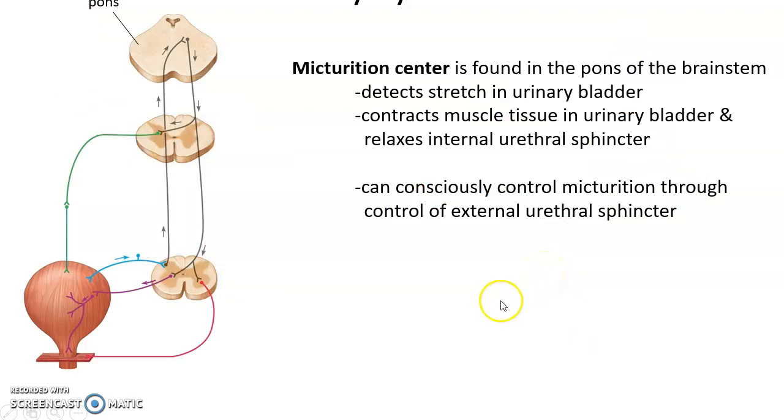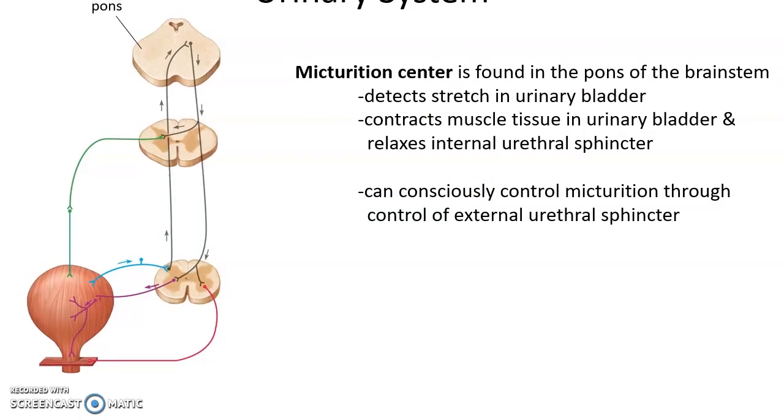Micturition is actually controlled in the brain, in the pons. It detects when there is stress in the urinary bladder and will send signals to lead to the muscular contractions and the relaxing of the internal urethral sphincter to allow the urine to pass out. We, of course, also control micturition, also control urination. We do this by consciously controlling the external urethral sphincter.